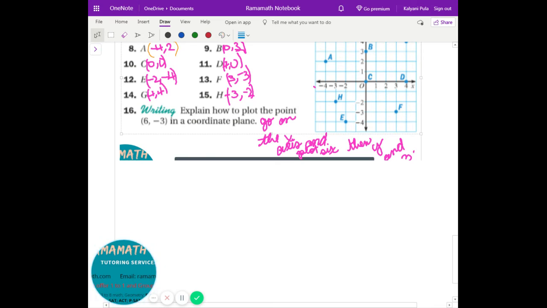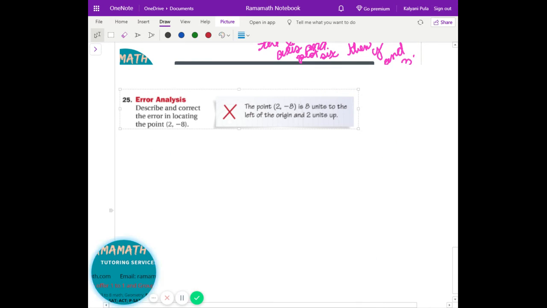Now let's look into some error analysis problems. Go ahead and read the question for me. Error analysis. Describe and correct the error. The point (2, -8) is 8 units to the left of the origin and 2 units up. Tell me what is mistaken there. They said it's to the left instead of to the right. So how many units to the right? 2 units to the right and then 8 units down. So that's the mistake there.